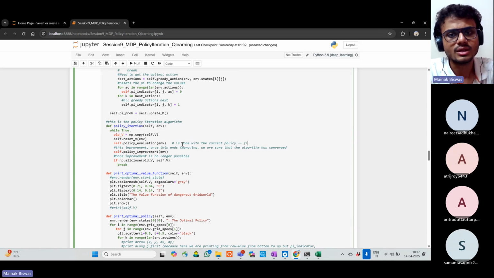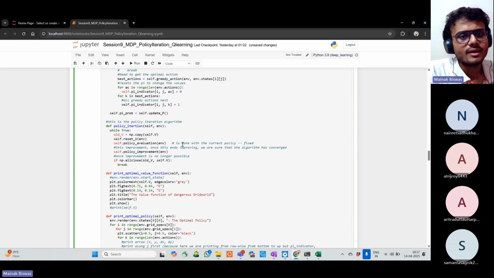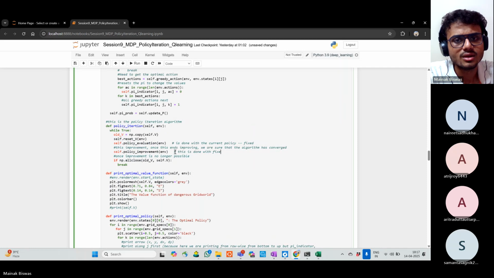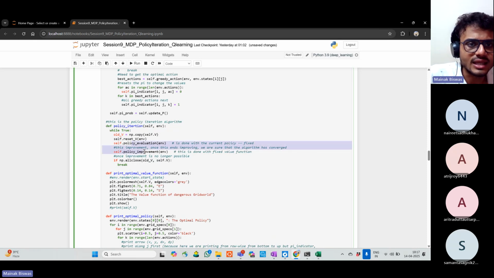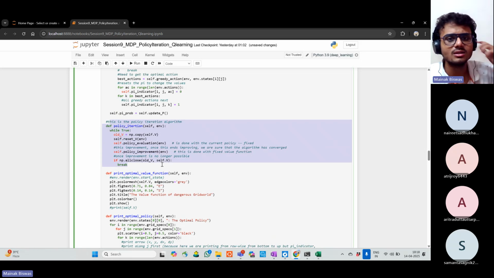Policy fixed, right? And then you do a policy improvement. This is done with, can anyone tell me what will you fix? This is done with a fixed value function, right? So now you just keep doing, as I was saying, policy improvement and policy evaluation. And if it has already converged, as per the convergence criteria we had used last time, the value function has converged, then you are done with policy iteration. Is it clear to everyone?